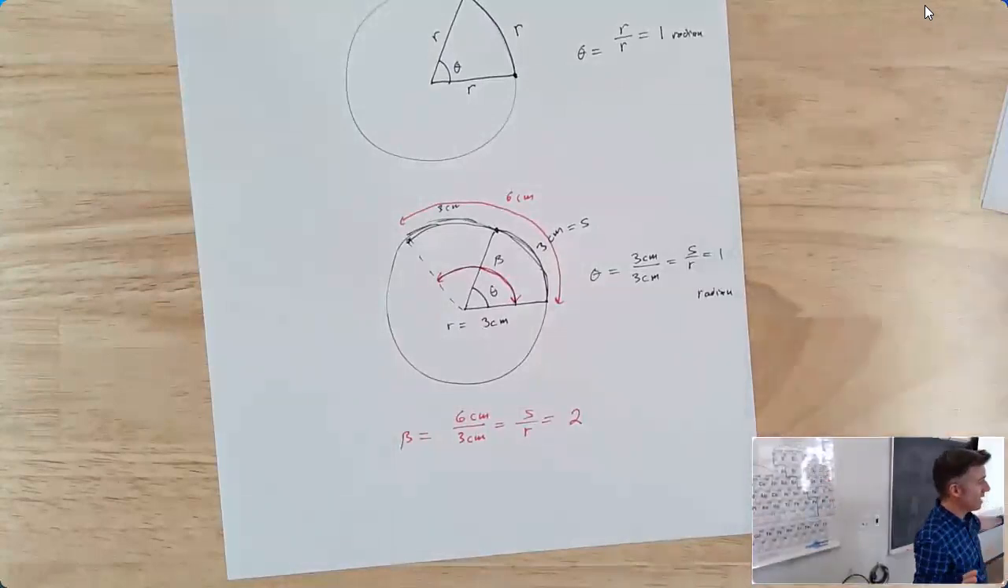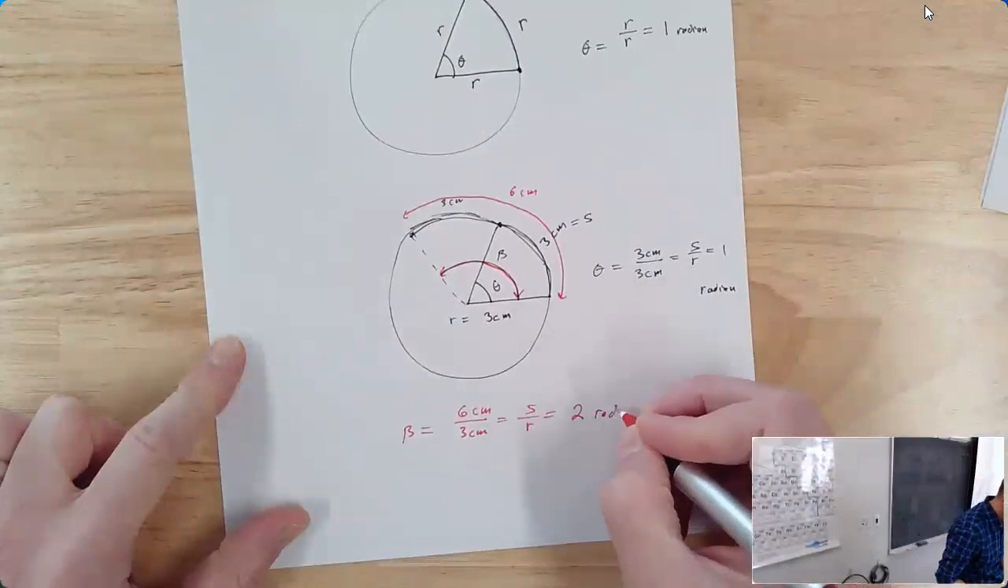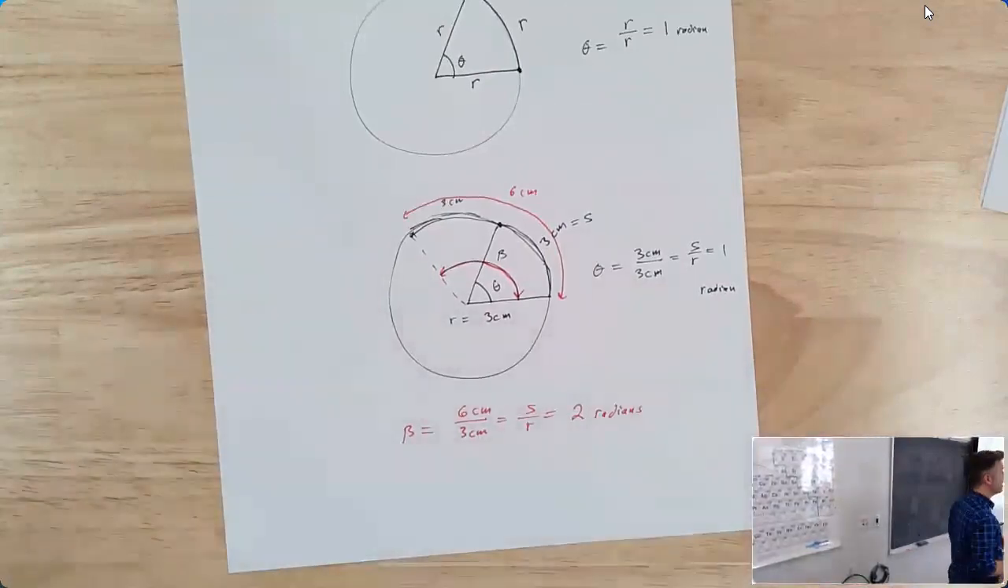So if someone says, what's the angle? And someone says the angle is 2, they mean 2 radians. On the other hand, if they mean degrees, they have to say degrees.